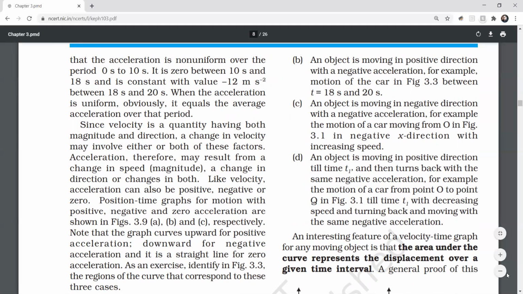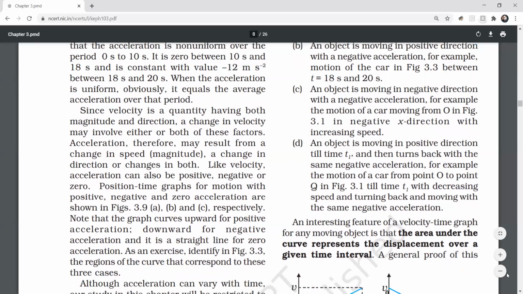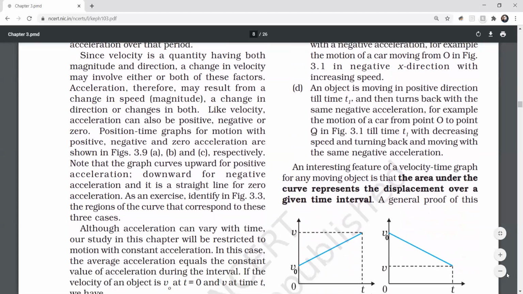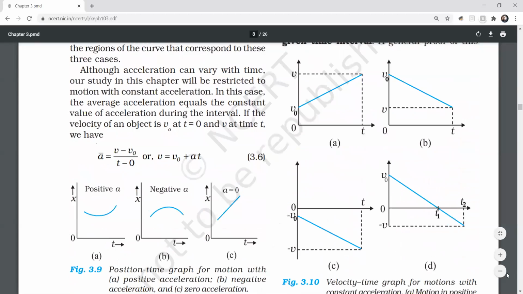Since velocity is a quantity having both magnitude and direction, a change in velocity may involve either or both of these factors. Acceleration therefore may result from a change in speed, a change in direction, or changes in both. Like velocity, acceleration can also be positive, negative, or zero. Position graphs for motion with positive, negative, and zero acceleration are shown in figures 3.9 A, B, and C. We can note that the graph curves upward for positive acceleration, downward for negative, and it is a straight line for zero. So let's see those things.